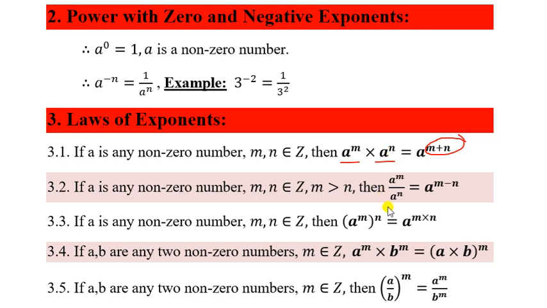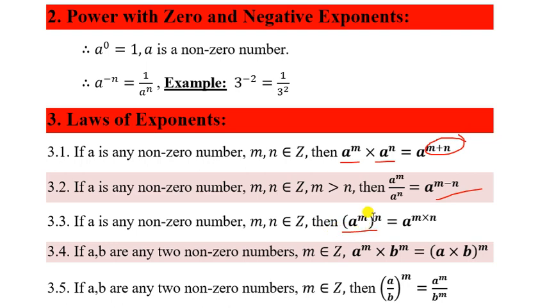Similarly, when the division form is given, a to the power m by a to the power n, for division it will be a to the power m minus n. So for multiplication you have to add, for division you have to subtract. Remember that. Now I am going to the next law, a to the power m to the power n.